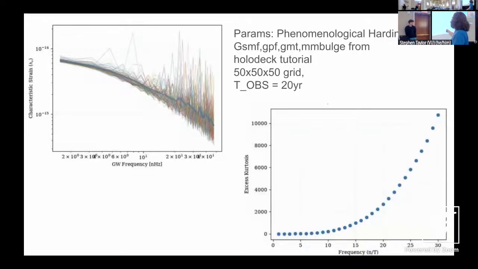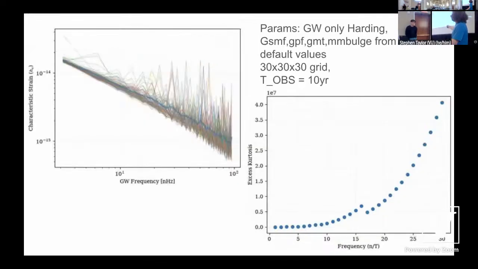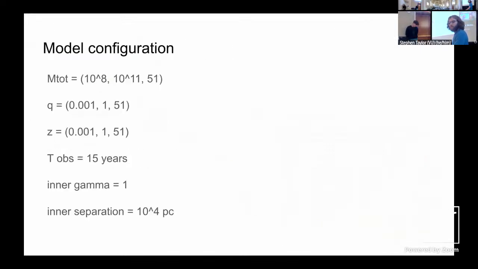When using our more physical parameters, we got excess kurtosis around 10,000, very, very spiky at high frequencies here. And then we changed it to be less physical, and it got to a much higher max kurtosis there.